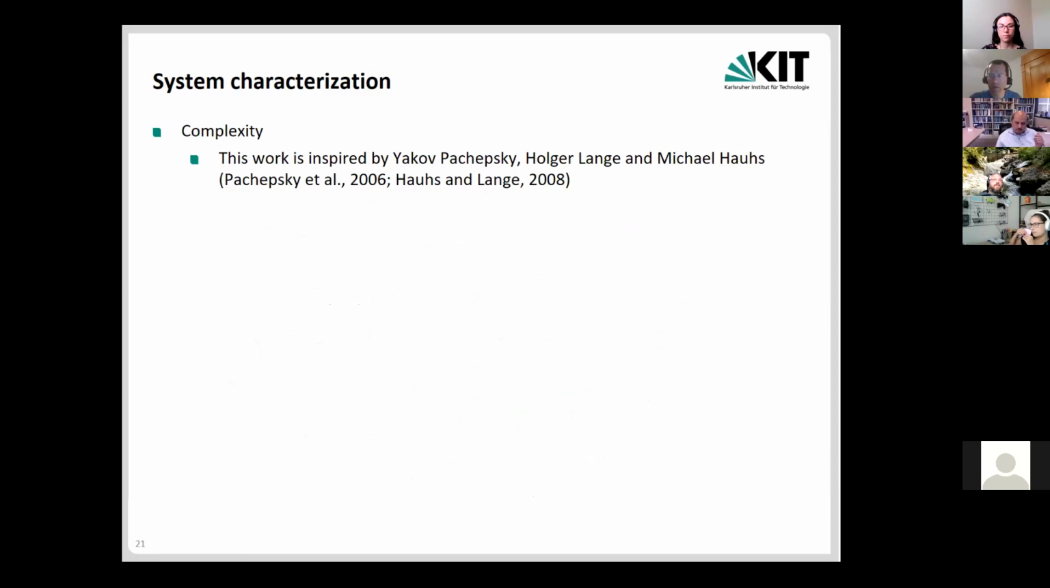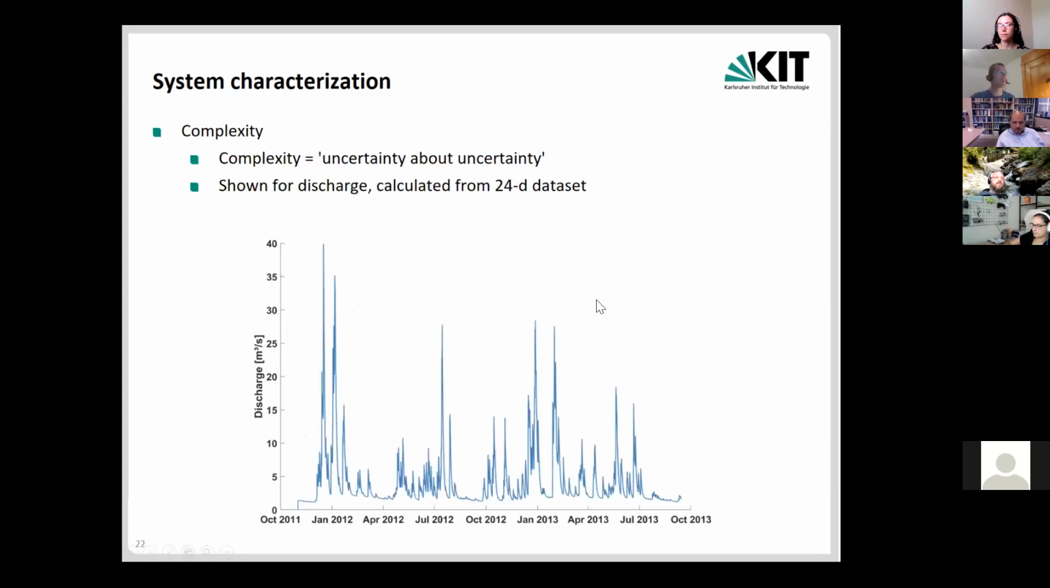Should I go on? Okay, so here's another aspect of how we could characterize systems: complexity. The way I treat and see complexity is inspired by Jakov Pachebski and Holger Lange and the work of Michael Haus. So you will see some similarities in what they are doing. For me, the definition of complexity is very loosely the uncertainty we have about the uncertainty of the system.